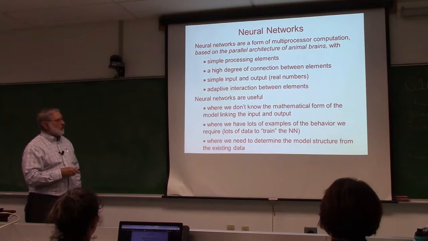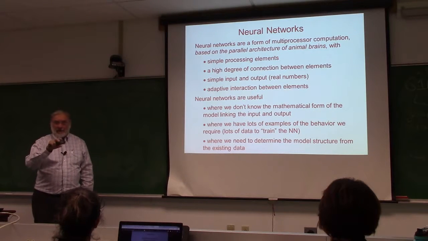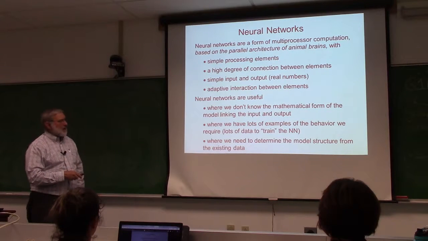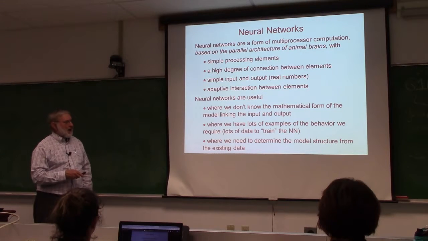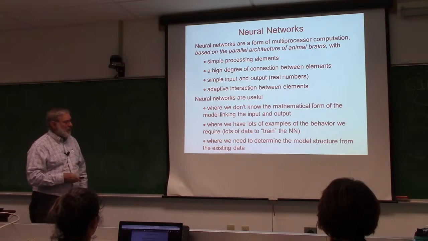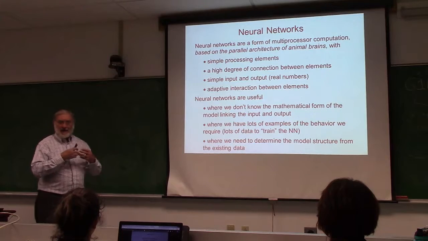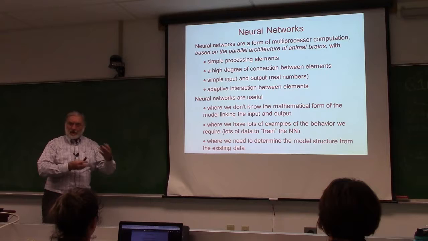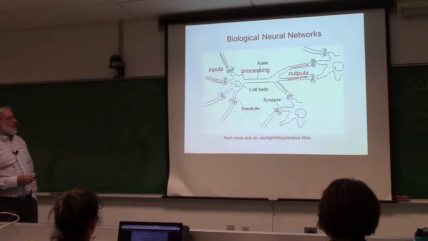So neural networks are useful where you don't know the mathematical form of the model that links the inputs and the outputs, and you have to have a lot of examples of whatever behavior you require in order to train the neural network. So we'll see how that works. And you're not really going to worry yourself about the mathematical structure of the model. The neural network is going to figure that out for you, and it will determine that from the data.